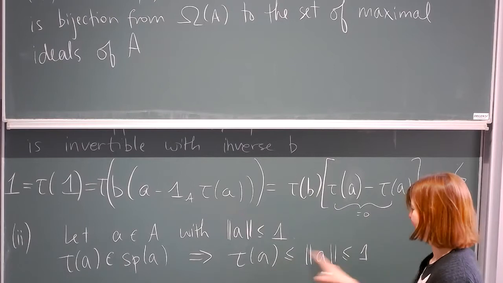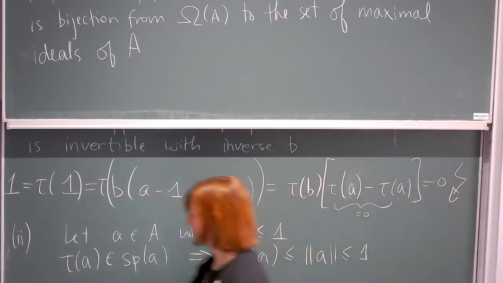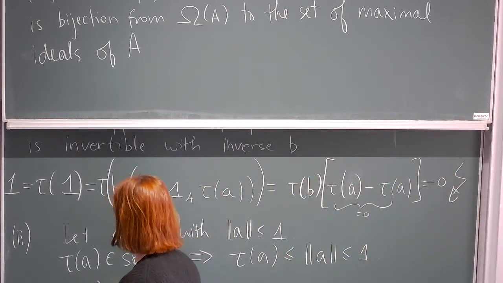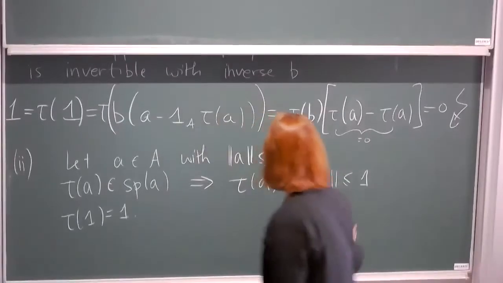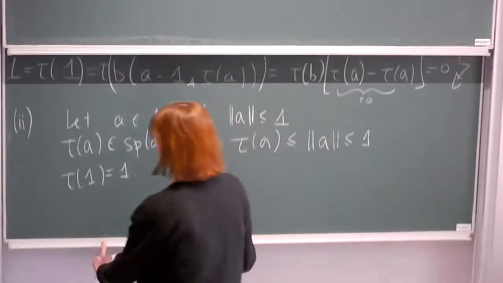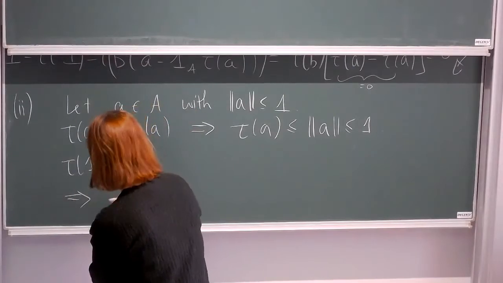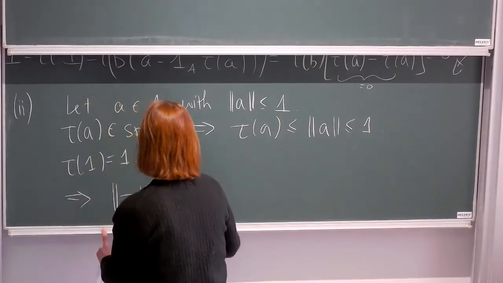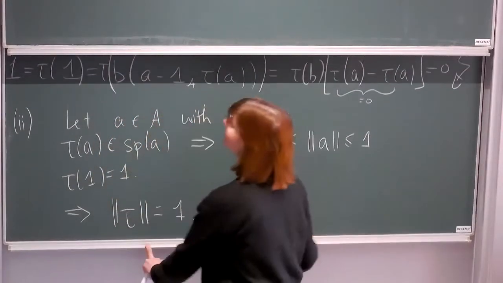So we get that tau A is at most 1. And then, of course, we already observed that tau 1 is equal to 1. So this supremum is obtained, which gives us the result there.